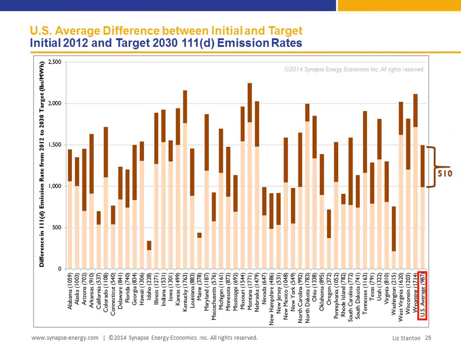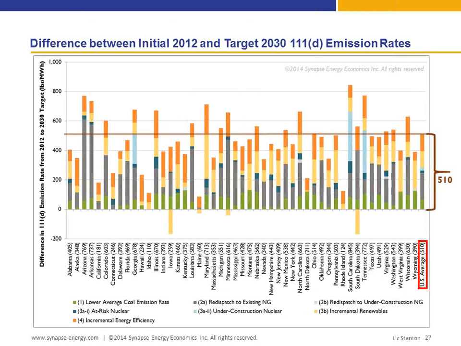So 510, there it is, bracketed. I'm going to move to a little bit different viewing of this that we're going to stick to for quite a few slides here. This is just looking at the difference between where you're starting out with your initial 2012 and that target 2030 that you're being asked to achieve. And the colors here are the building blocks.